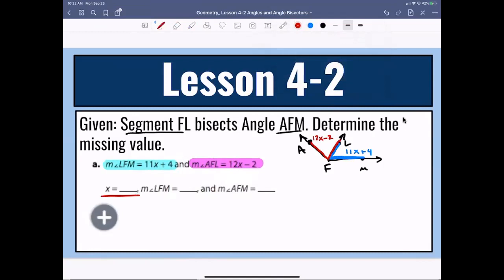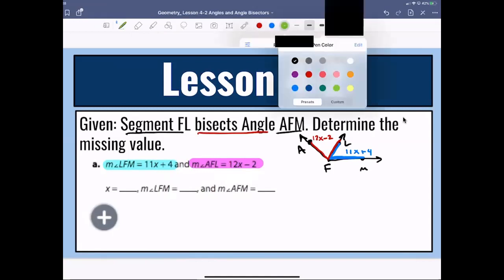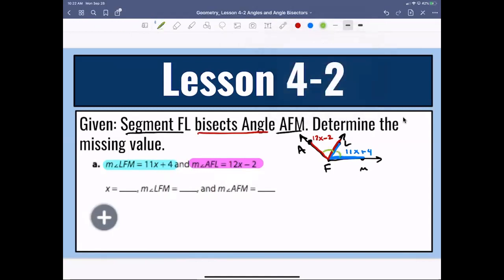Let's just focus on x first, okay? So remember, because we know that this bisects the angle, we know that these two angles are congruent. So to solve this problem, that means we can say measurement of AFL is going to be equal to measurement of LFM. Right? So that means we're going to have 12x minus 2 equal to 11x plus 4.